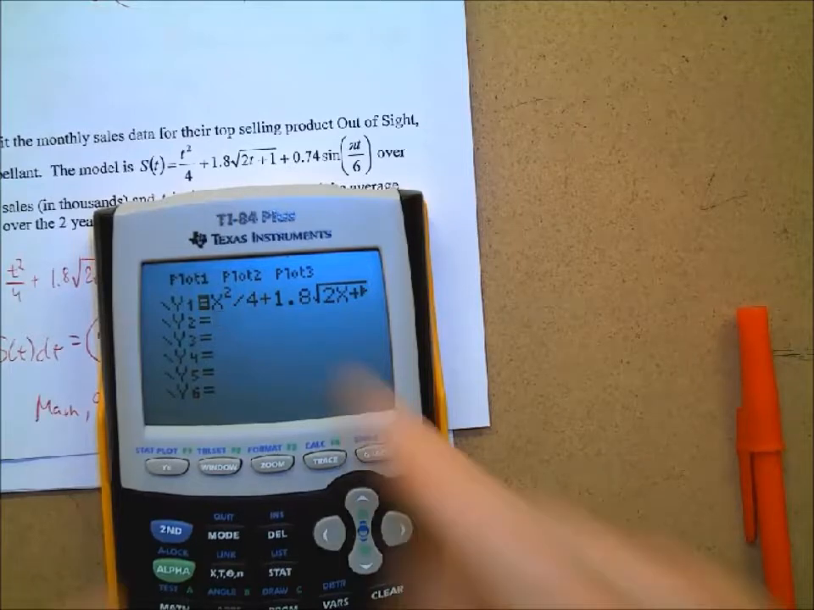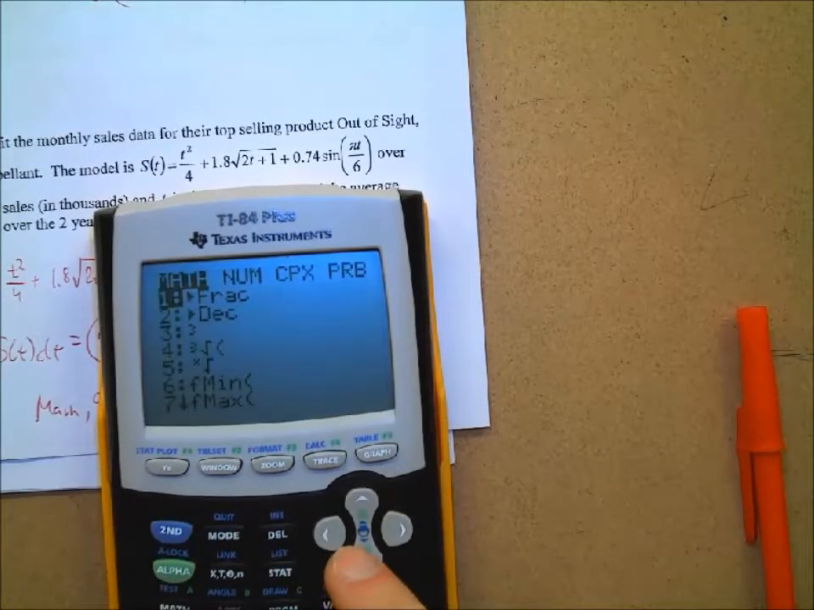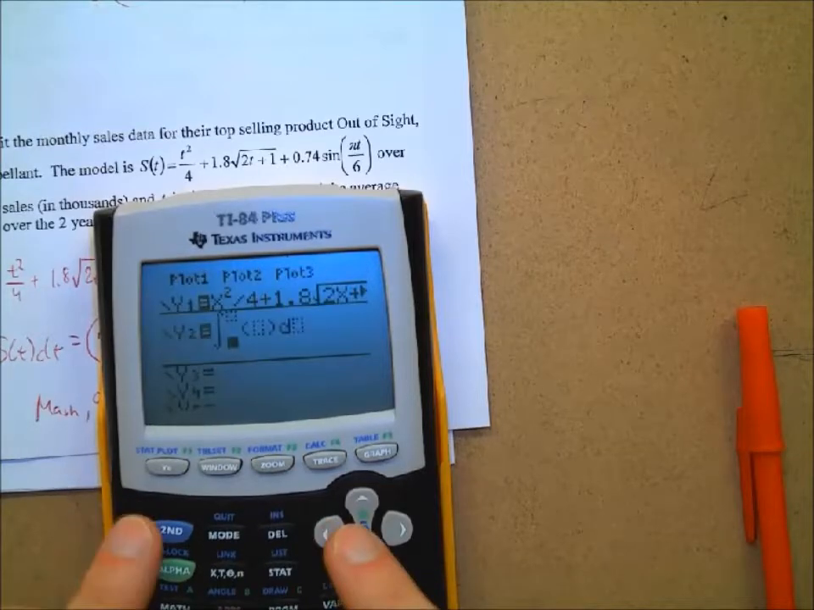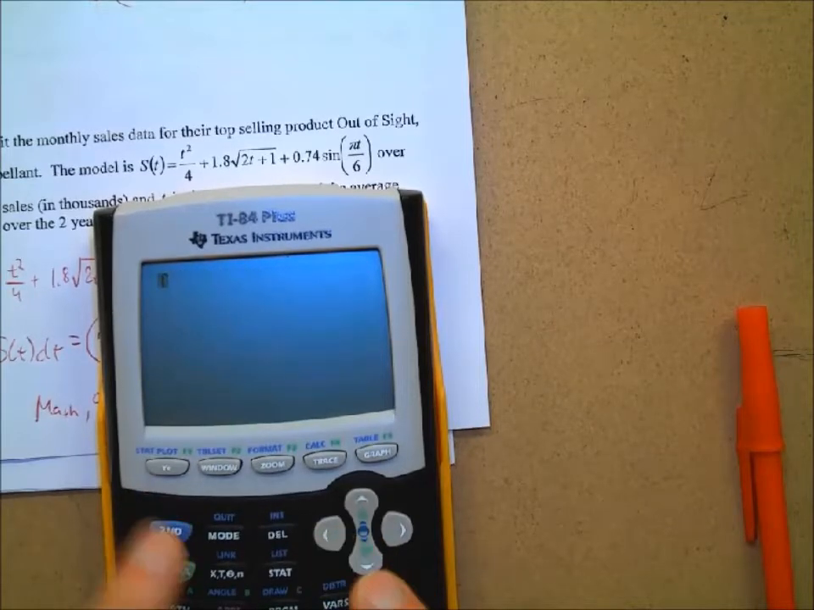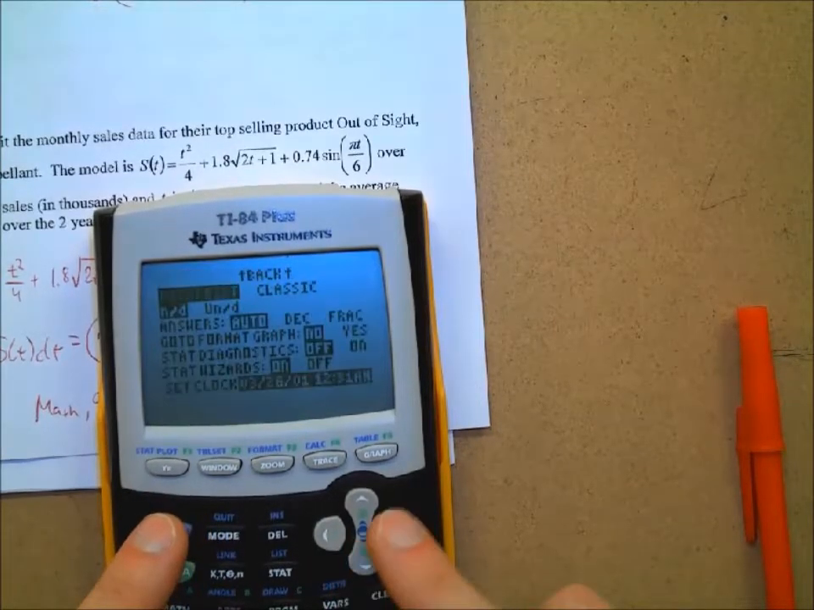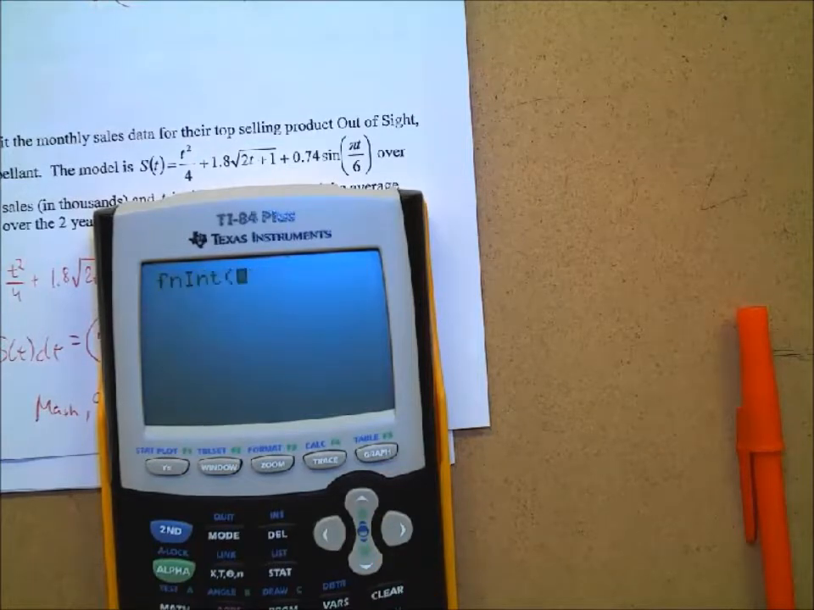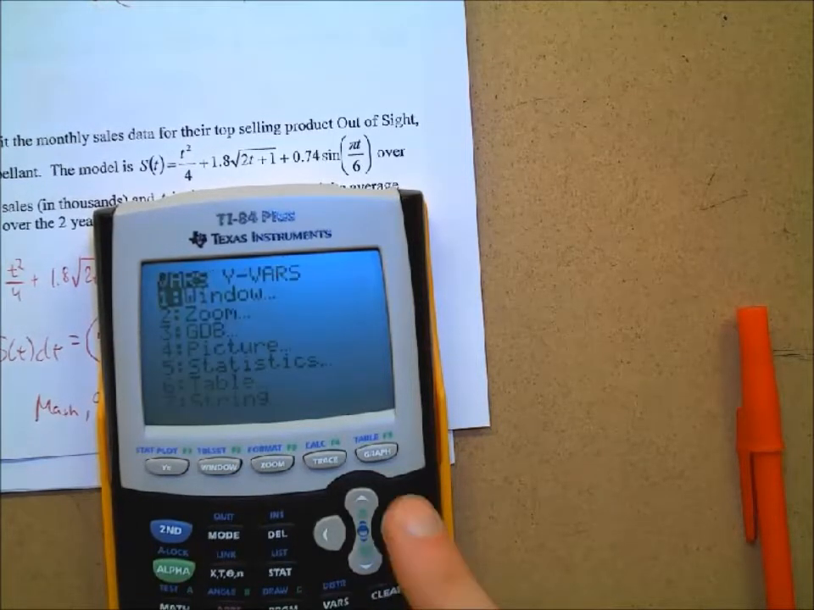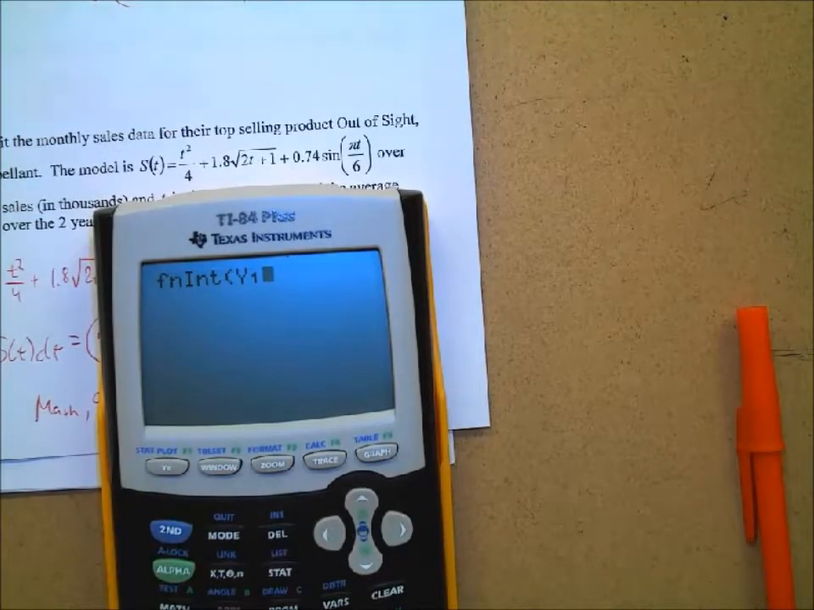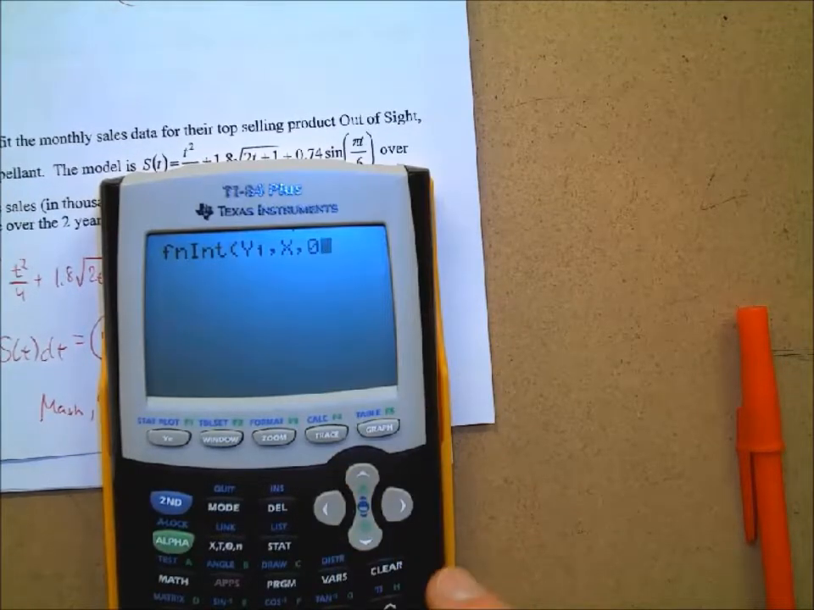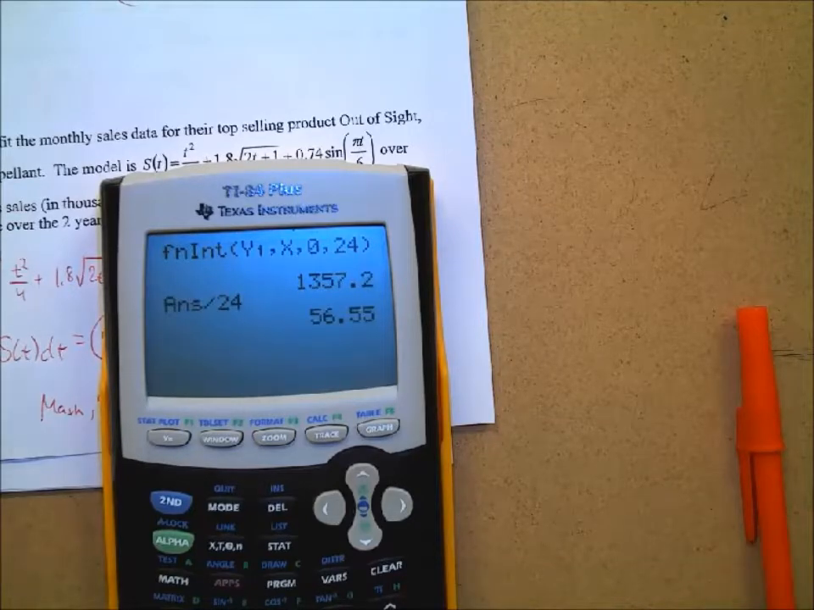You could go back to our previous method and use the fnInt, ooh, not there. Well, I guess I should turn this back to not pretty print anymore, right? All right. So you can go back to that. You can use vars, Y-vars, function, Y1, so you don't have to retype the whole function again. You can use just Y1 there. You can do comma x, comma, 0 to 24. Okay, you can do it that way. And then divide by 24. Right, the 1 over 24 there, so 1/24.